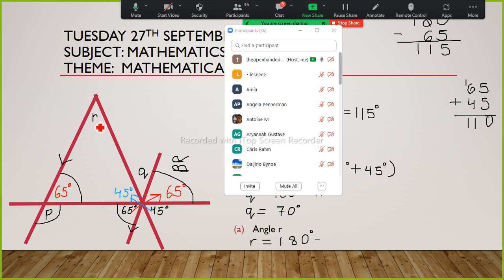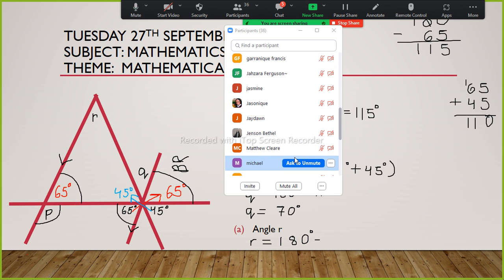So in order to get R, we must do what? Let me ask, is Diamond here? Diamond, are you there?